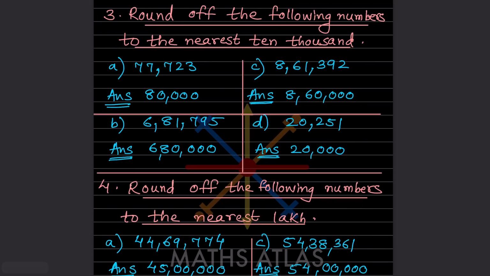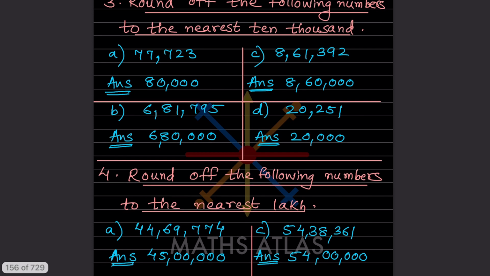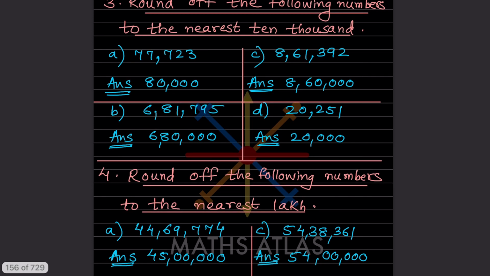Now what are we going to do? Round off the following numbers to the nearest 10,000. So now look at here. Ones, tens, hundred, thousands and 10,000. So now you are going to put a tick mark over here. The next number is 7. So 7 here is more than 5. So this becomes plus 1. So this is 8, and these all zeros.